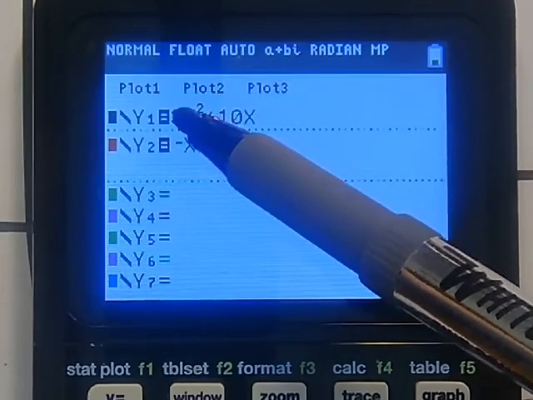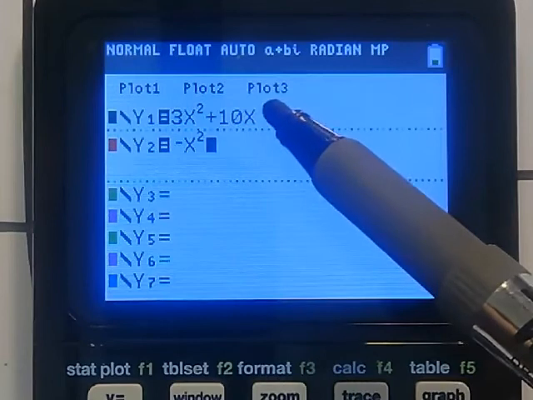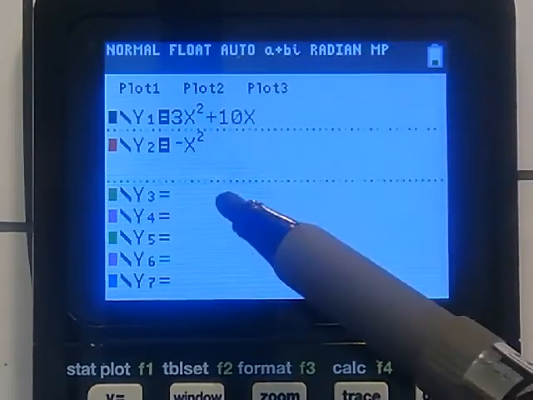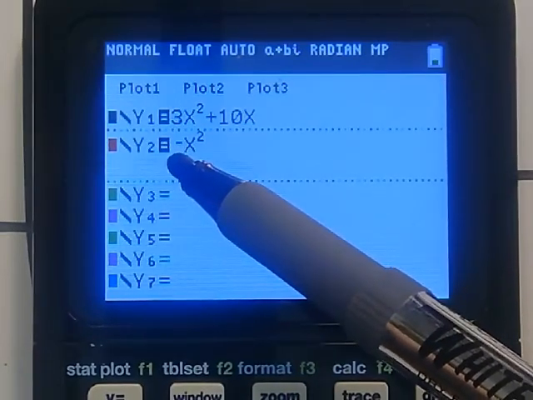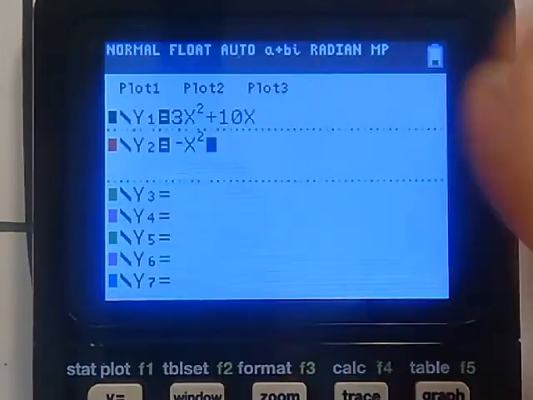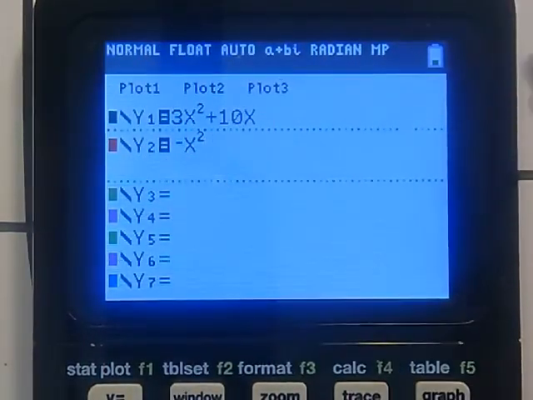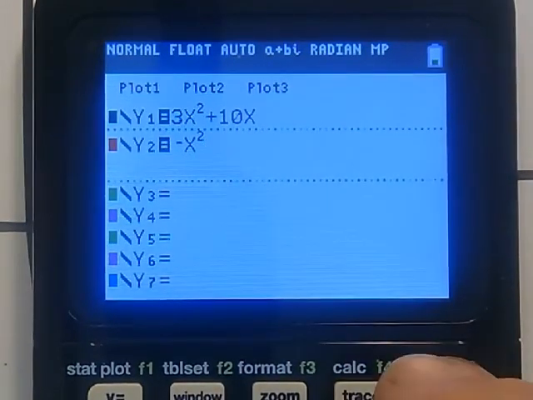y1 has a positive a value, positive 3, so I'm expecting this first graph, when we graph it, to open up. And then y2 has a negative out in front. Okay, by the way, you know that it's going to take the x squared first and then it's going to apply the negative. We're not squaring the negative here. This second one should be opening down. Let's take a look at what happens when we graph.